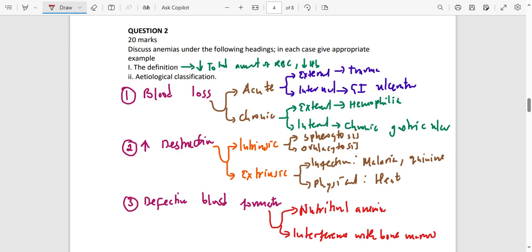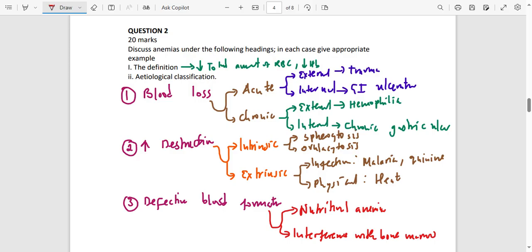Besides the toxic agents, you can also have severe infection, for example, renal disease. Why is renal disease very important? Because the kidney is where erythropoietin is produced. So if you have got a disease of the kidney, erythropoietin production is disturbed, and that is going to end up producing defective blood cells. Besides that, even the bone marrow can be substituted. Instead of you having the normal hematopoietic cells, you end up having fibrosis. So that substitution can as well lead to defective production of red blood cells.